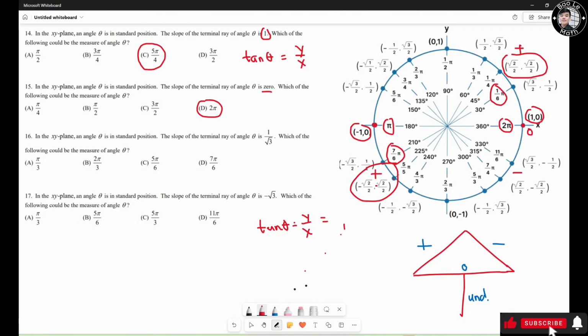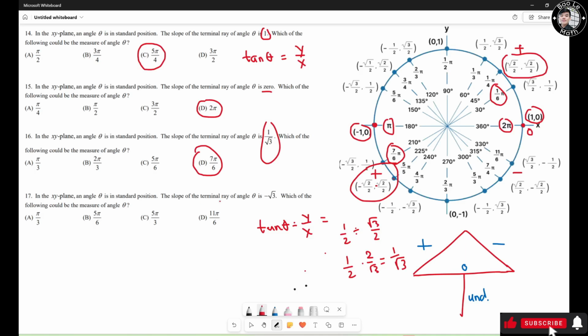Because you have 1/2 divided by root 3 over 2, right? It's the same thing as 1/2 multiplied by 2 over root 3. So it's going to be 1 over root 3, which is this one right here, right? So the answer is either 7 pi over 6 or pi over 6, right? So we only have one answer choice right here, correct? So the answer must be D, right?